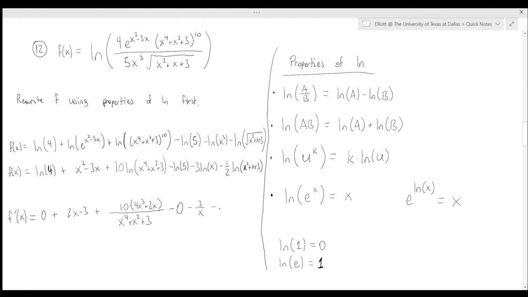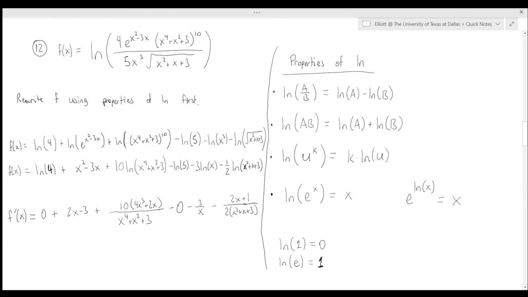And then finally, for this last one, we've got the 1/2, so I'll put the 2 in the denominator. And then for the derivative of the natural log, take the inside, we'll put it in the denominator. And then we need the derivative of the inside in the numerator. So derivative of the inside would be 2x plus 1. Okay.